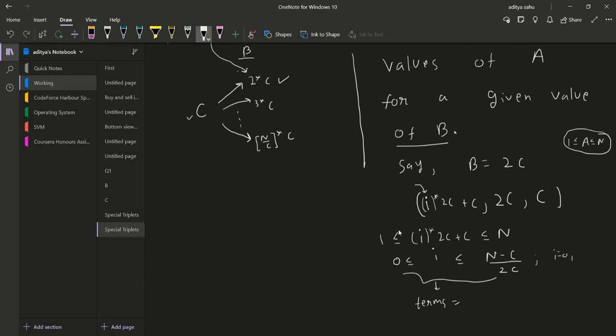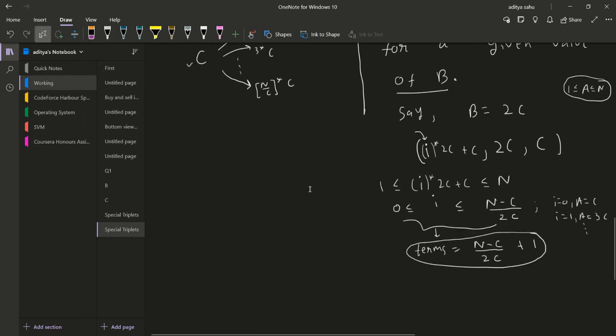So for i equal to 0, we have a equal to just c. For i equal to 1, we have a equal to 3c, and so on. And now we have found the maximum value of i. So the number of terms in this is nothing but (n minus c) by 2c, plus 1.